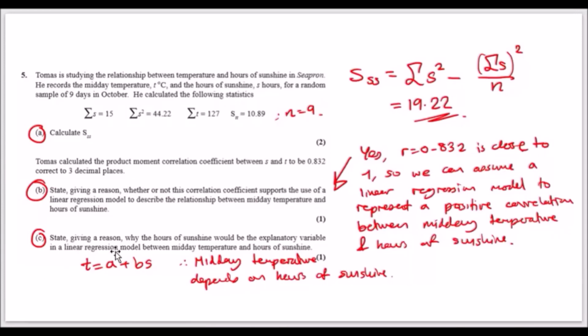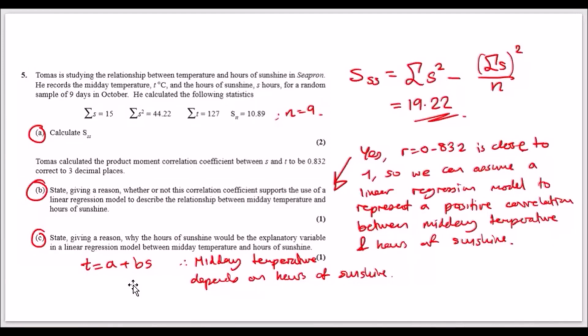Now C, state giving a reason why the hours of sunshine would be the explanatory variable. So in this case, the explanatory variable is always the X term. It's always the X value in the y equals a plus bx model. It's always the variable that the other variable depends on, between midday temperature and sunshine. So what this means is that S is the explanatory variable, so instead of X we can put S there, so it'll be a plus bS must equal T.